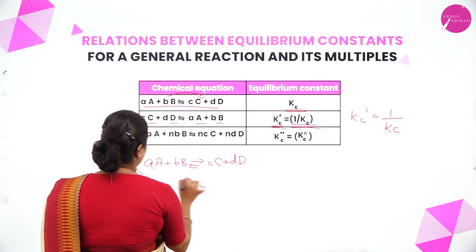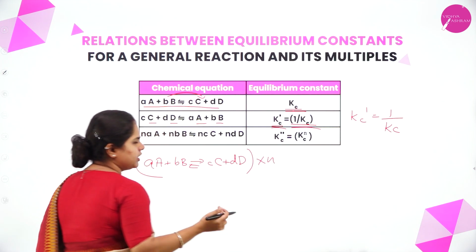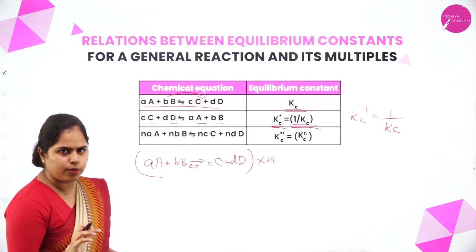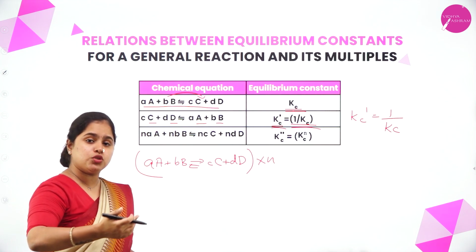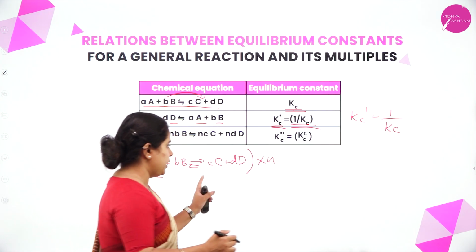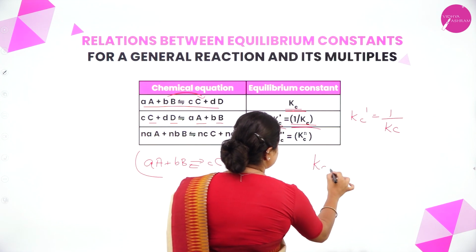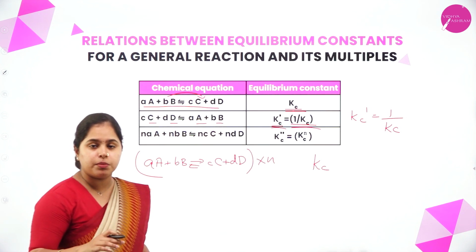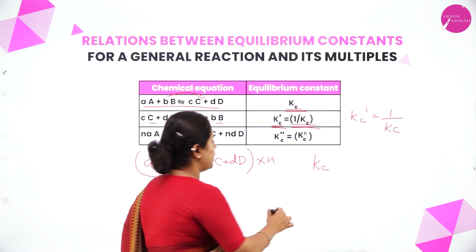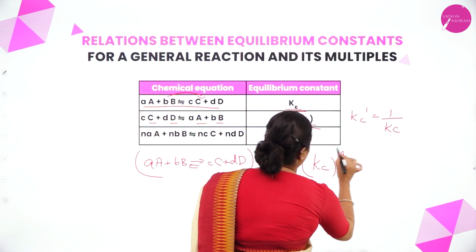To this whole equation I am going to multiply some integer n. Now what will happen to the equilibrium constant? Earlier, before multiplying, it was Kc, right? Now will it become n Kc? No, it will become Kc to the power n.